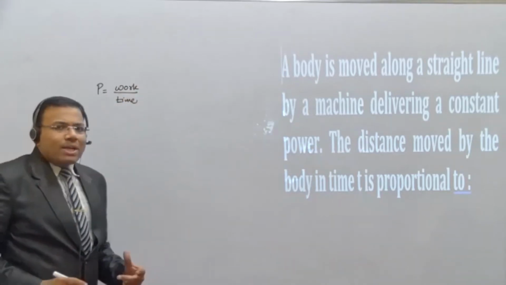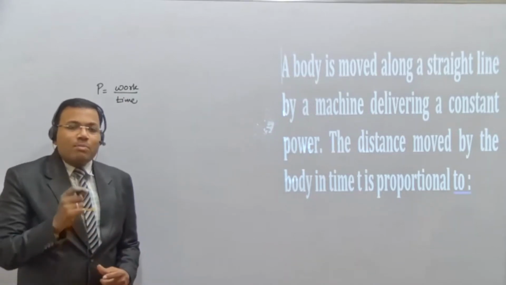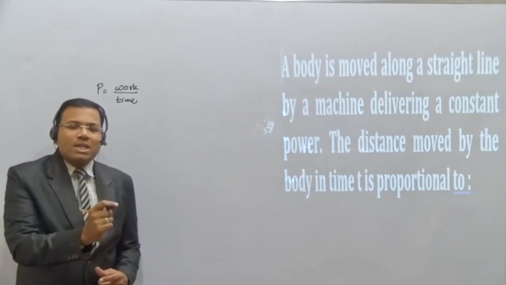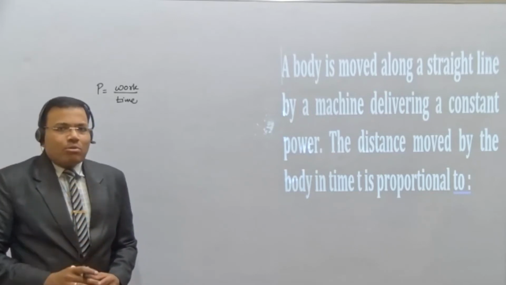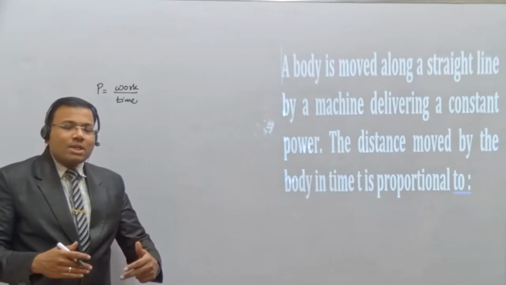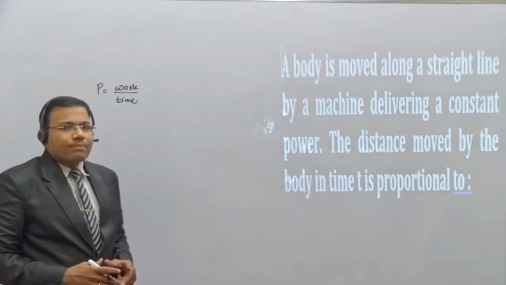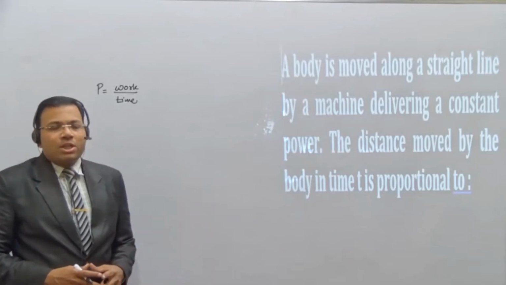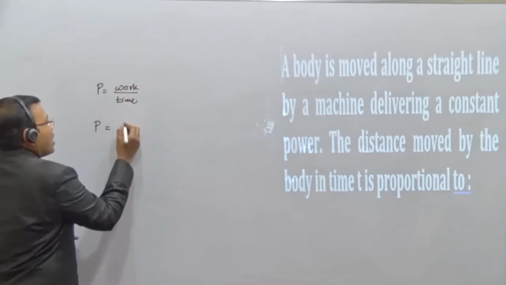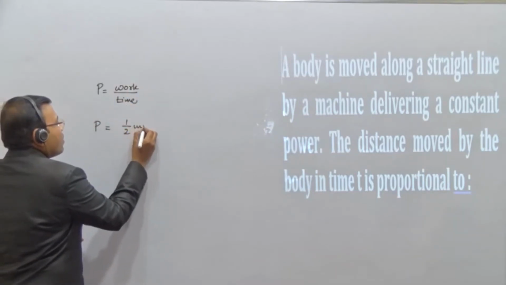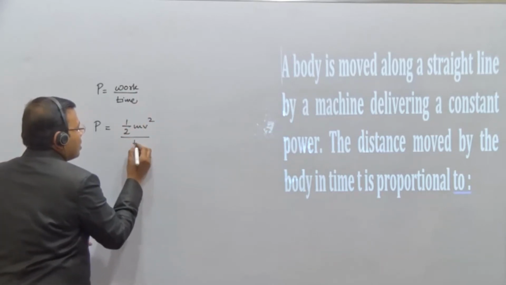Now, the power is constant, and here the body is moving. So I say the work is done in the form of kinetic energy. The body is not at rest, so we cannot say that the work is due to potential energy. No, here the work is due to kinetic energy. So power is equal to work, and since the body is moving, work is done in the form of kinetic energy, divided by time t.